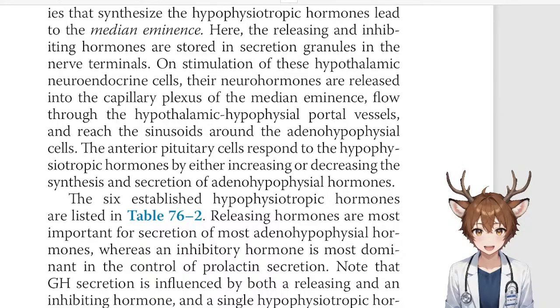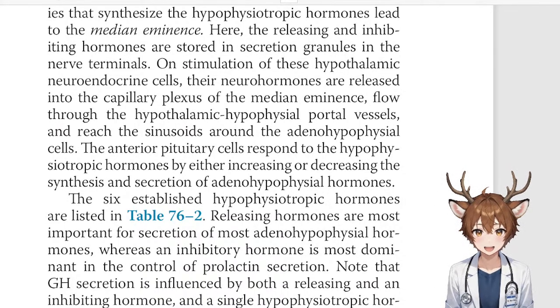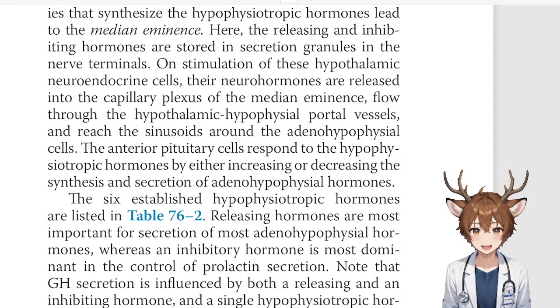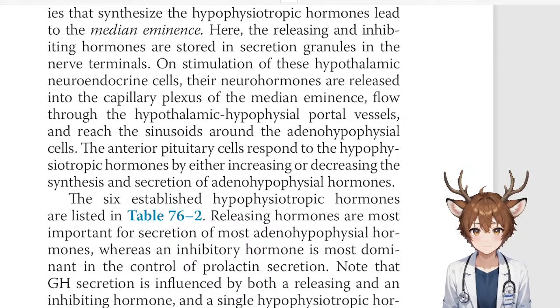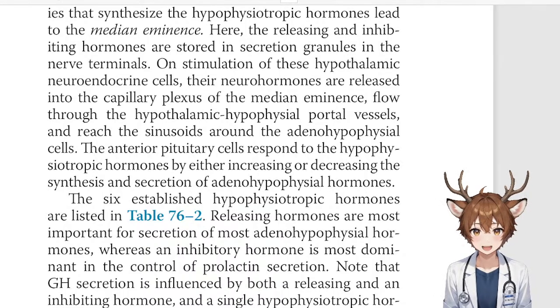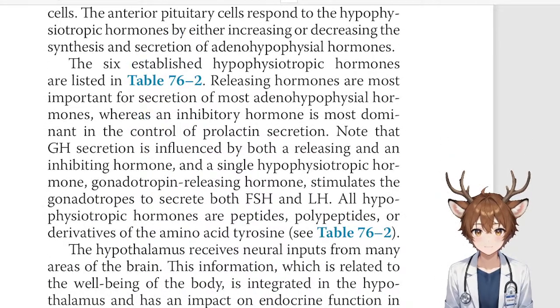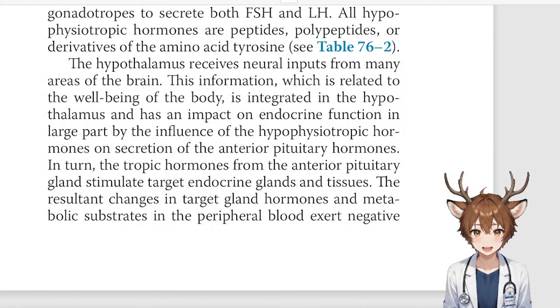The six established hypophysiotropic hormones are listed in Table 76.2. Releasing hormones are most important for secretion of most adenohypophyseal hormones, whereas an inhibitory hormone is most dominant in the control of prolactin secretion. Note that growth hormone secretion is influenced by both a releasing and an inhibiting hormone, and a single hypophysiotropic hormone, gonadotropin-releasing hormone, stimulates the gonadotropes to secrete both FSH and LH. All hypophysiotropic hormones are peptides, polypeptides, or derivatives of the amino acid tyrosine. So we'll get into that soon, I think.